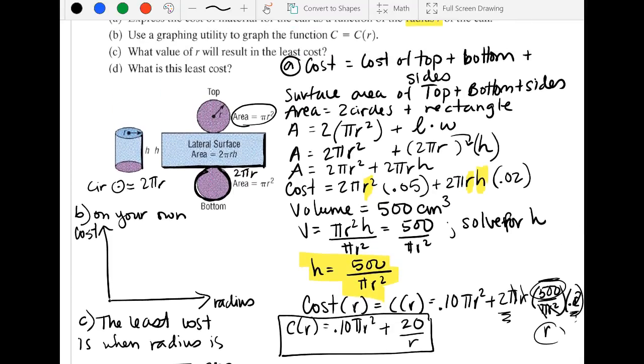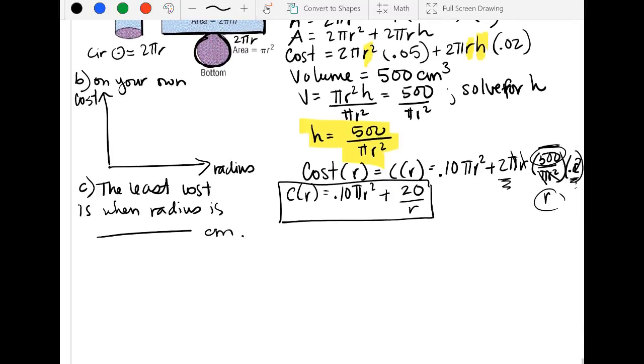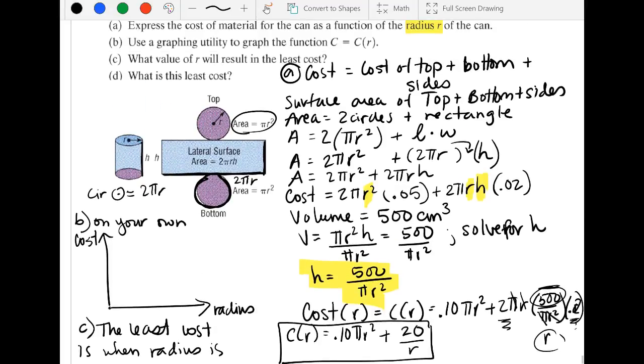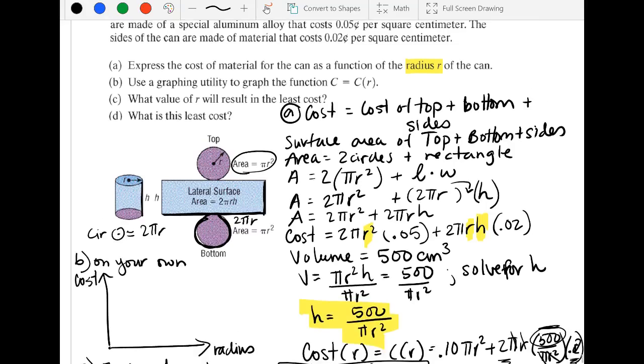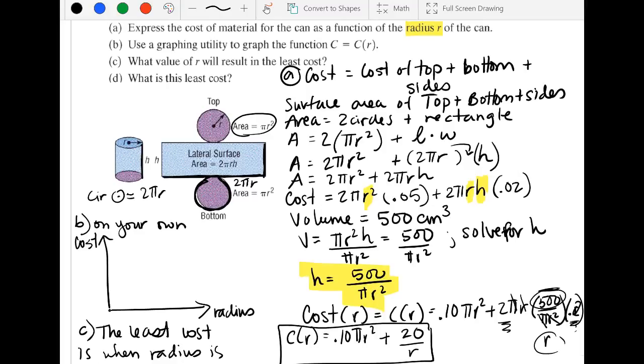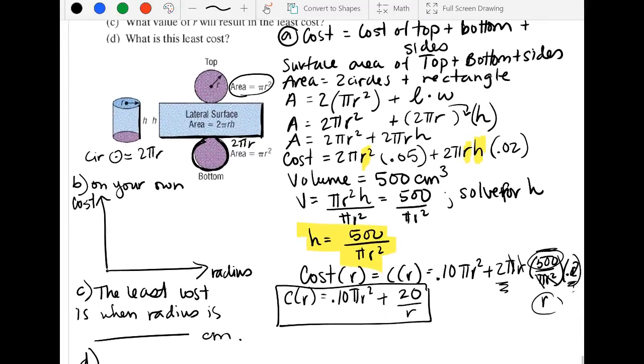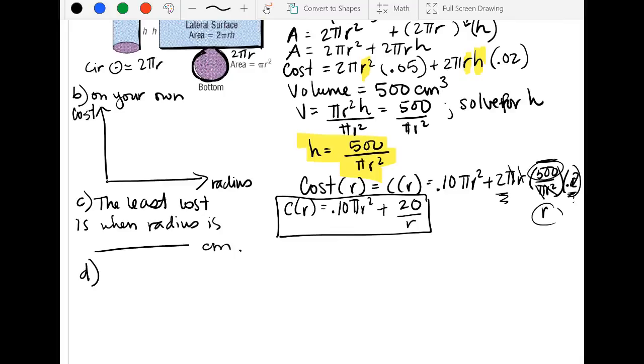What value of r would result in the least cost? For this one, you shouldn't have to do any more work. I'm sorry, that was C already. What value of r will result in the least cost is C. What is the least cost? D is the same thing as C. Now you just have to tell me the cost. The least cost is, and this is going to be a dollar amount or pennies depending on how you're writing it, so make sure you use the correct unit of measurement.